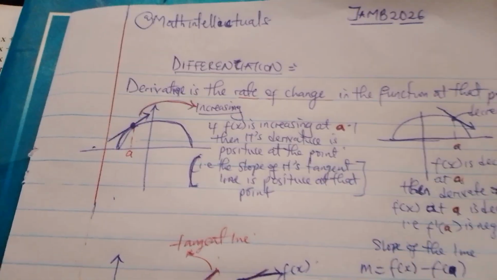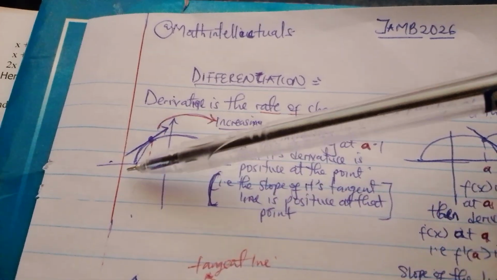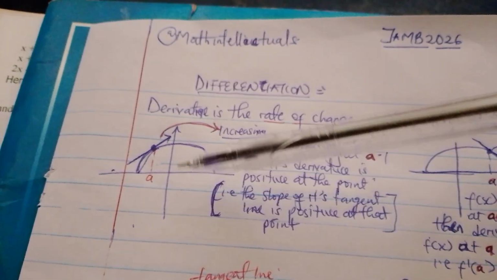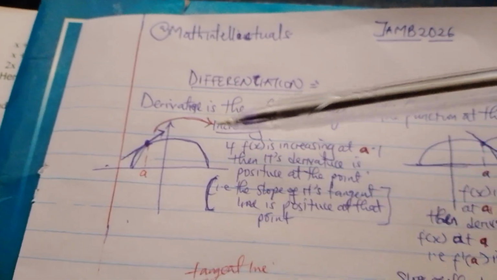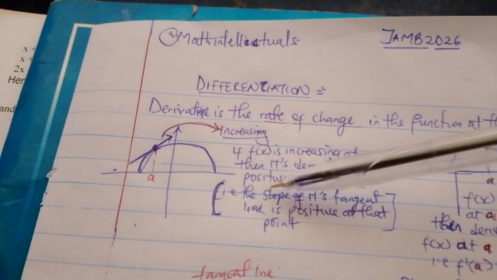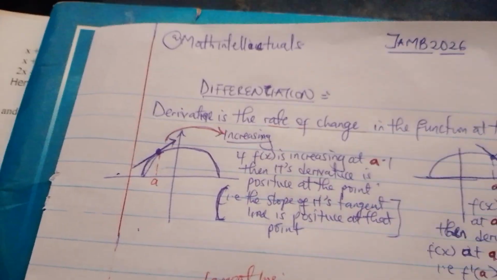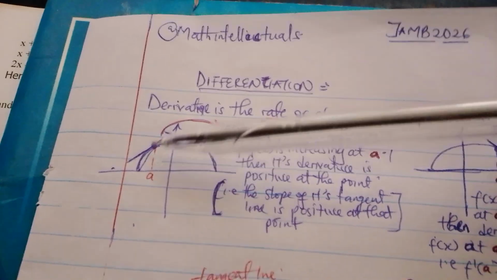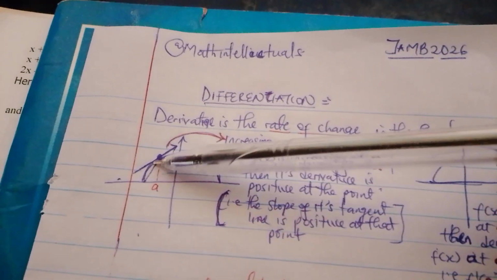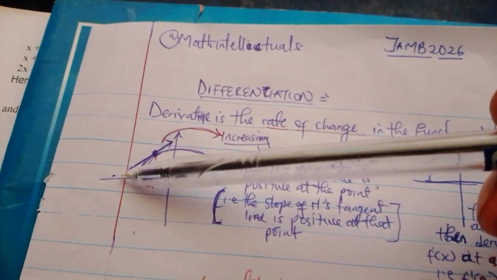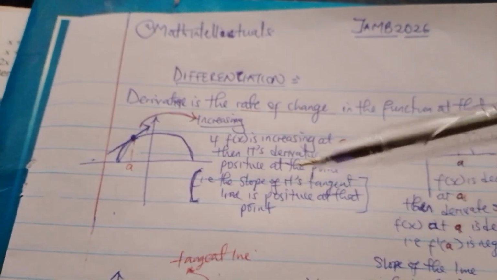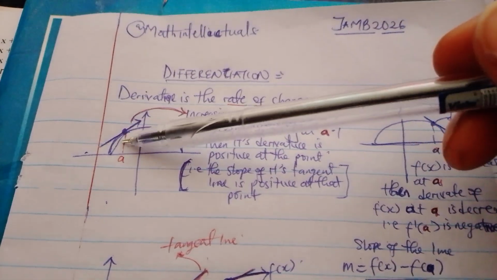Are you getting it now? Now let's look at some functions here. This is a function, just like a quadratic function, and you have a point A. If f of x is increasing at A, then its derivative is positive at that point. Now, f of x is this curve. If f of x is increasing, then the derivative will also be increasing. That's why I say the derivative is the rate of change of a function at a given point.